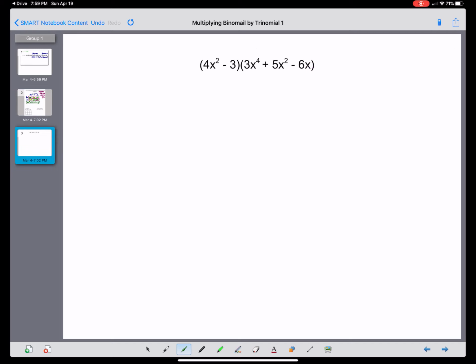All right, let's move on to the next one. We have a binomial times a trinomial. You want to write your trinomial on top. 3x to the fourth. You remember, you want to leave a little bit of a space. Plus 5x squared. And then minus 6x. Your binomial is going to go on the left-hand side vertically, one on top of the other. So if I'm going to write that, I have 4x squared and then minus 3 or negative 3.